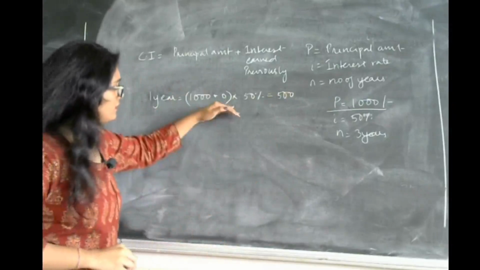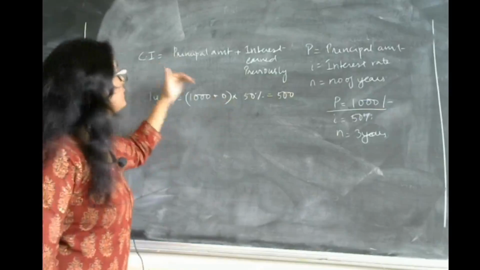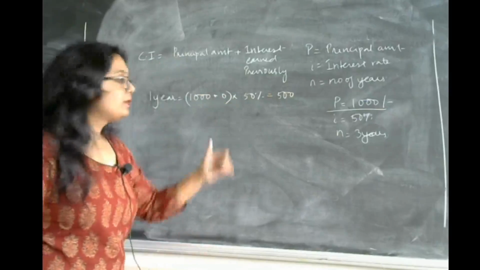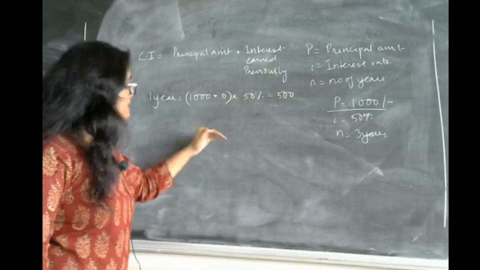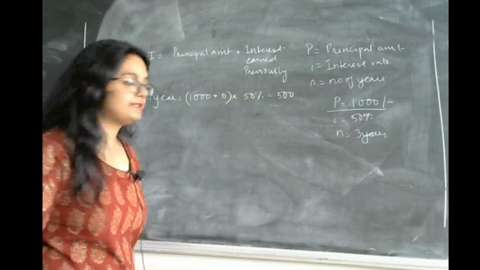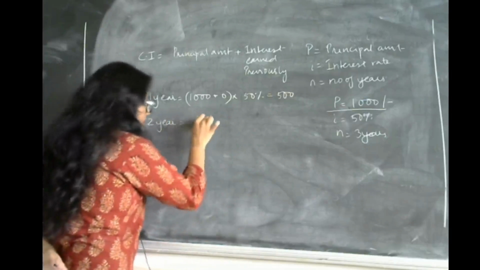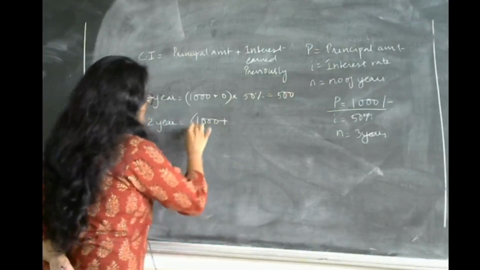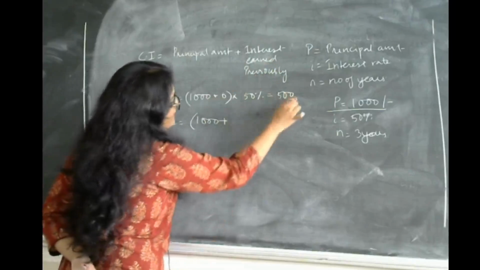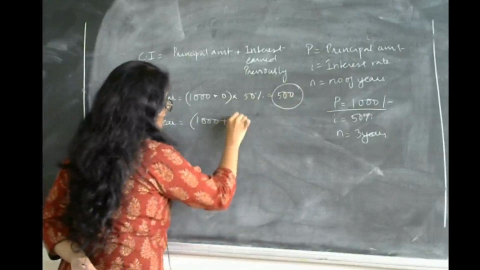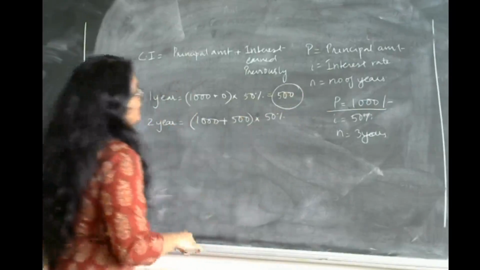Now, in the first year, the simple interest and the compound interest amount will be the same. Why? Because in the first year, you have not earned any interest. In the next 2 years, you will see the difference. In the second year, principal amount plus the interest earned previously. What is the interest earned previously? 500. So let us take 500 here, multiplied with the interest rate.